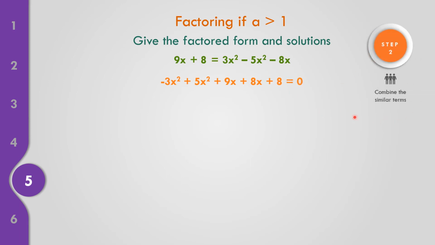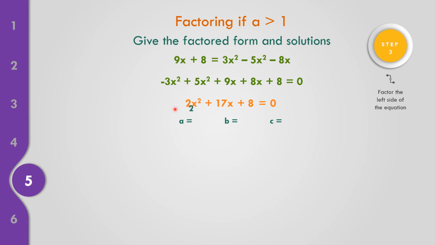Step 2, combine the similar terms. So let us combine x squared and then x. Negative 3 plus 5, subtract, that is positive 2x squared. 9 plus 8, add, 17x. And then bring down 8, it is equal to 0. As you can see, the value of a is greater than 1. So let us find now the factor of the left side of the equation. So first, we need to identify the value of a, b, and c.